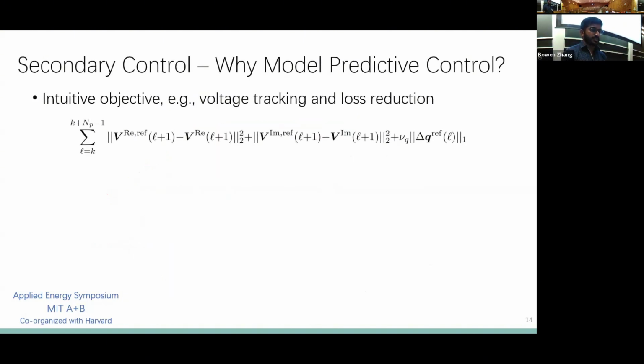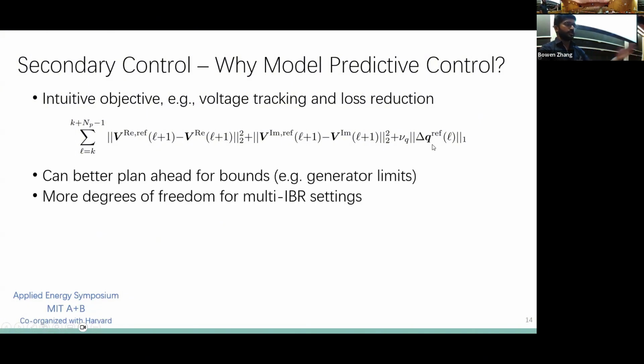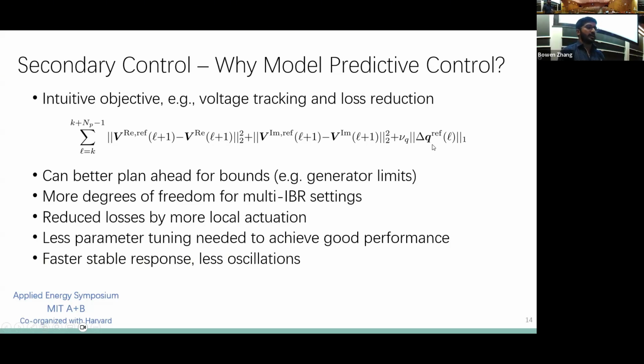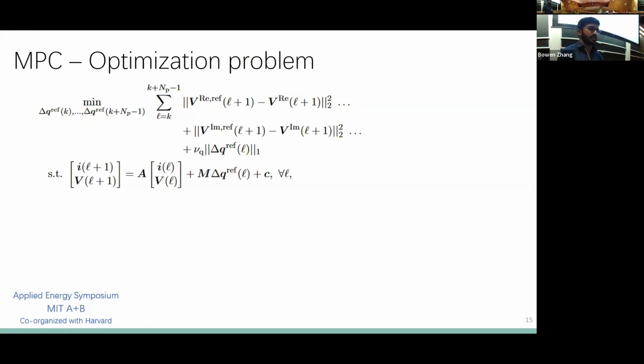And the reason we use MPC for secondary control is that it allows for a very intuitive objective. So in this case, we can consider voltage tracking and loss reduction by controlling how much control input or actuation we use. And then we can also better plan ahead for bounds because we are looking ahead into the future. So we can avoid hitting generator limits. We have more degrees of freedom for cases with multiple IBRs. We can reduce losses by more local actuation. And we also need very little parameter tuning to achieve good performance. And we can achieve a fast, stable response with less oscillations.